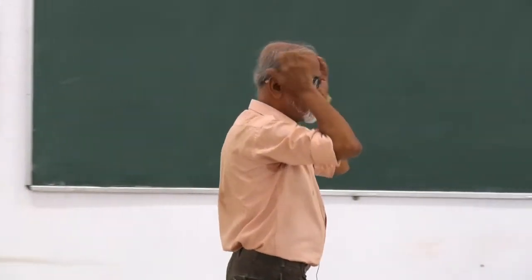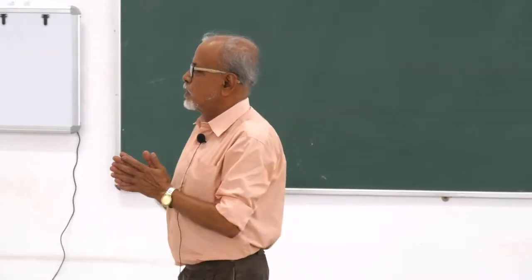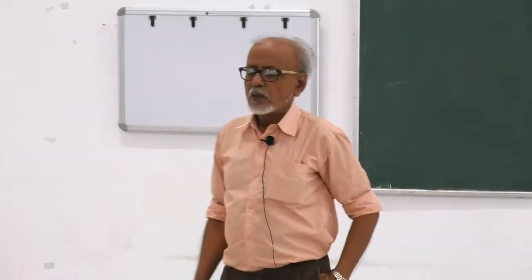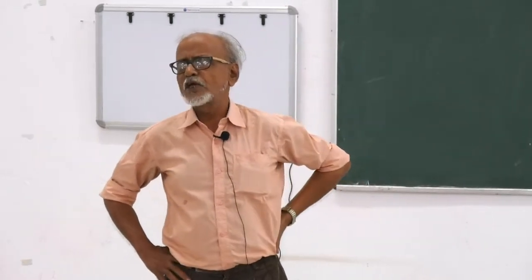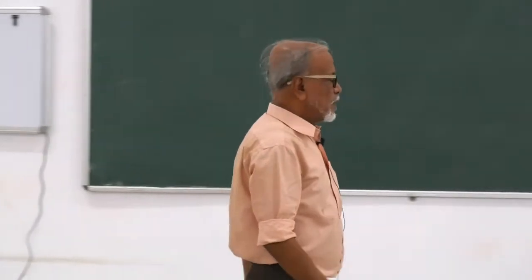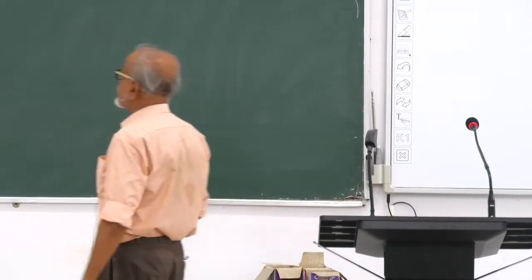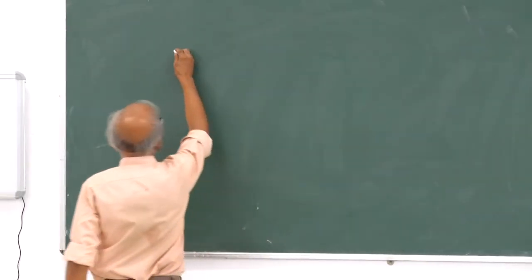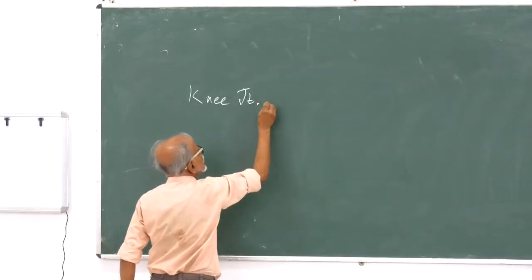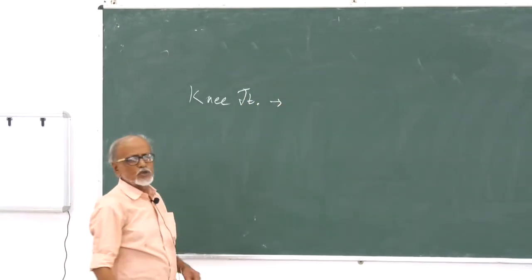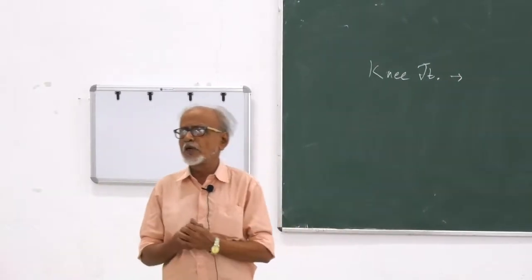Why is it so important? Because the knee joint is the largest synovial joint in the human body. That is why it is very important. The first thing that one should remember is that it is the largest synovial joint in the human body.